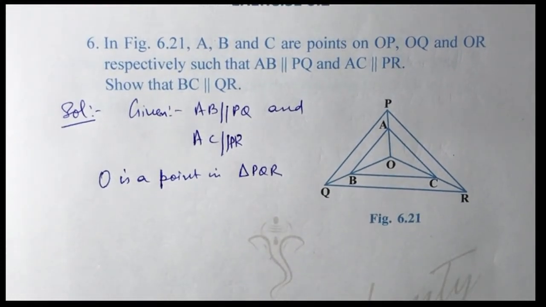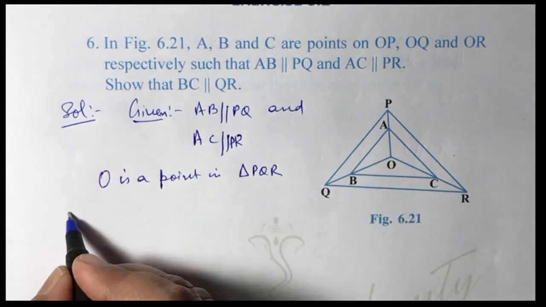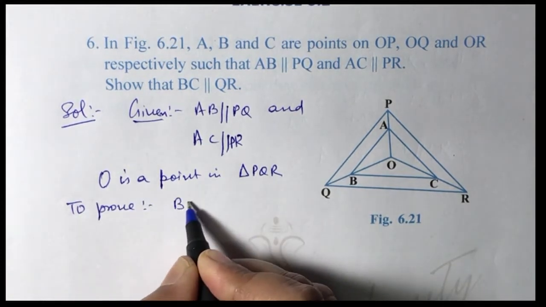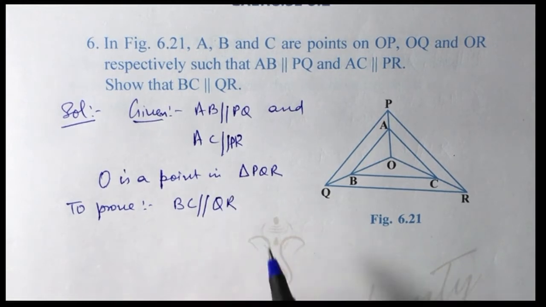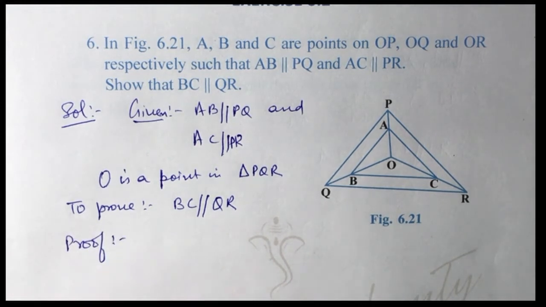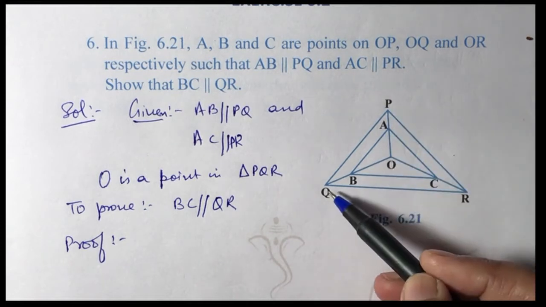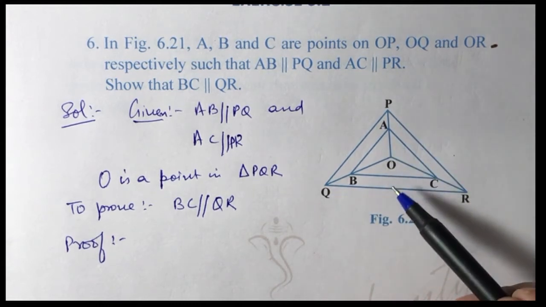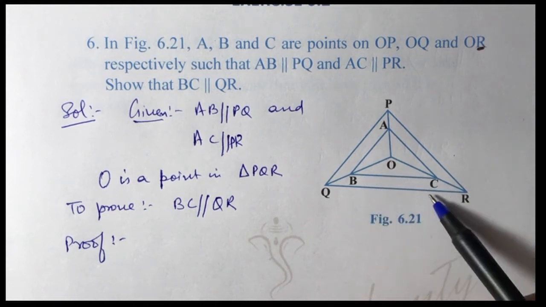Now we have to solve the question. This is the given part. Now what is to prove? To prove is BC is parallel to QR. Fine. Now let us start doing the proof. Just like the previous one, question number 5, first you take this triangle, then you will take the other triangle, and then you equate it and you will find that BC is parallel to QR.